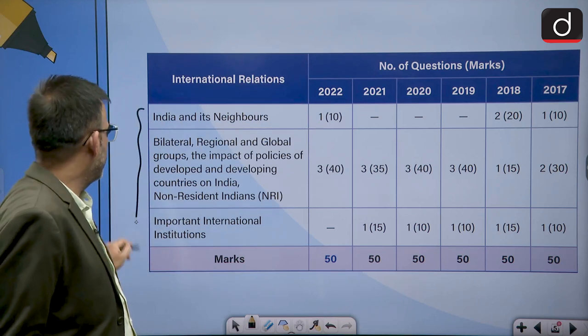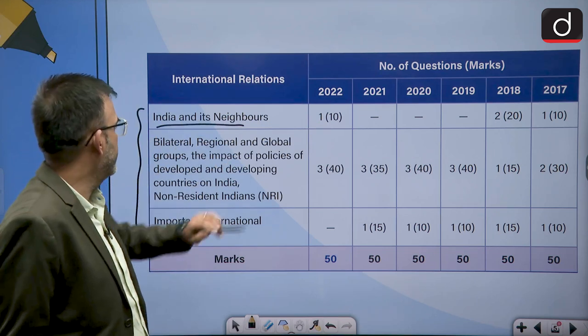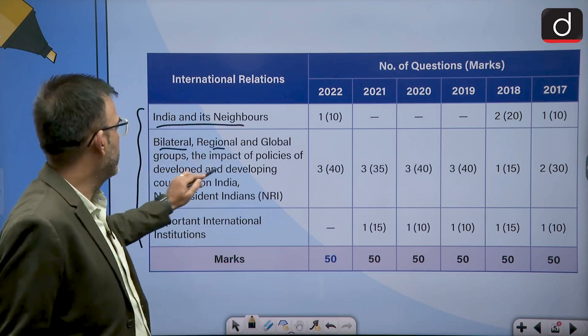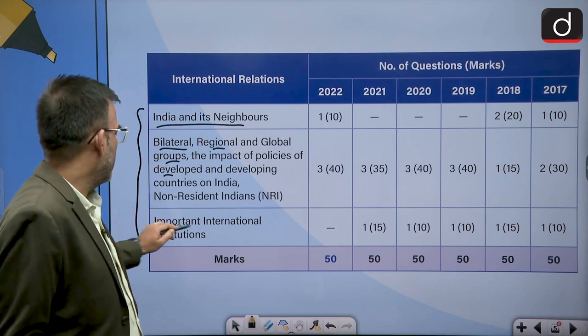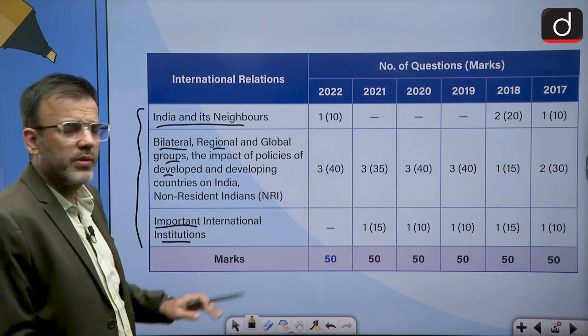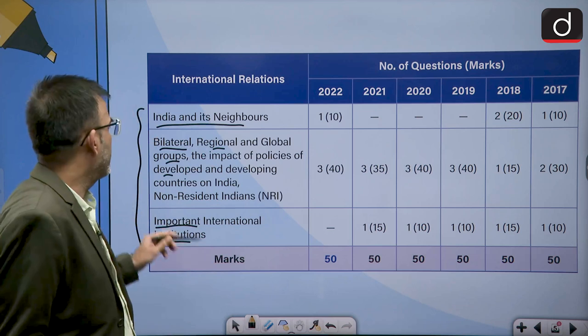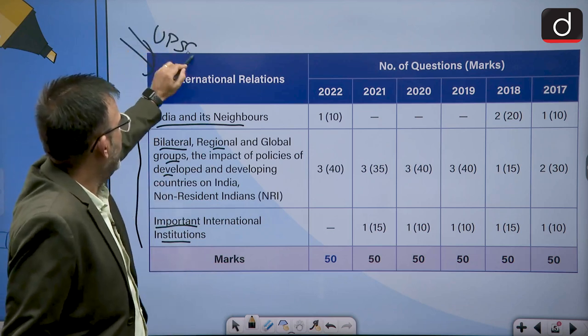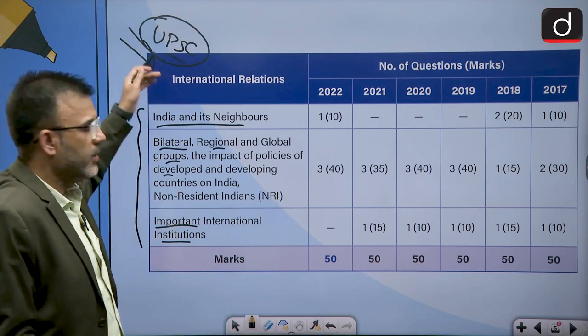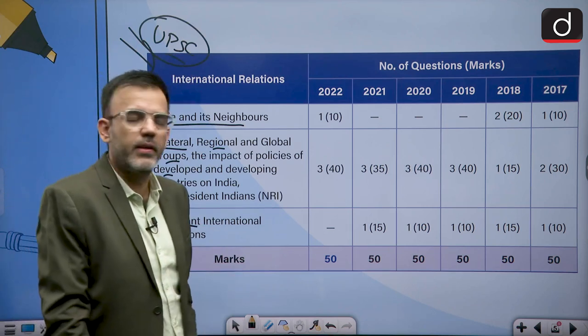What have been the stress areas of our syllabus? So, it is divided in three parts: India and its neighbors, then bilateral, regional, global groupings, impact of policies, and then important international institutions. This is another way of representing the syllabus. This is what UPSC has provided actually. This is the UPSC way of presenting the syllabus.